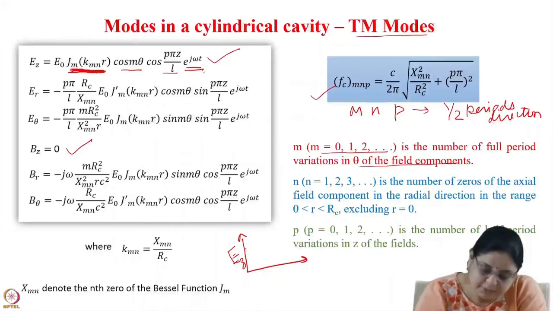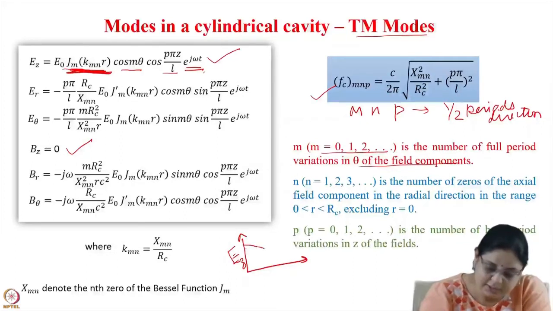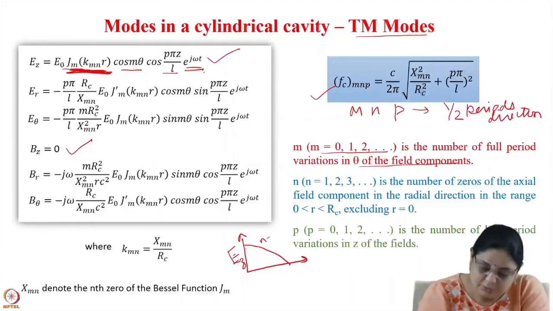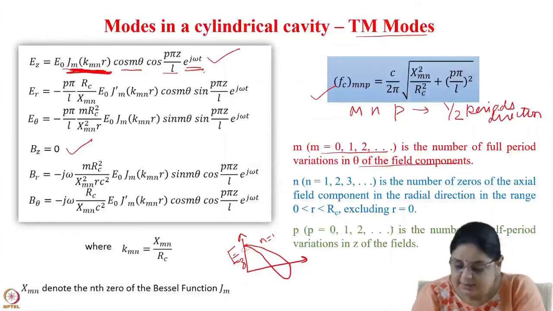So how many times does this field go to zero? Now in the radial direction, the dependence is of the form of a Bessel function. So if m is equal to 0, it will be J0, something like this. This corresponds to n equal to 1, or if n is equal to 2, it would be something like this, and so on. p is the number of half period variations in z of the field.